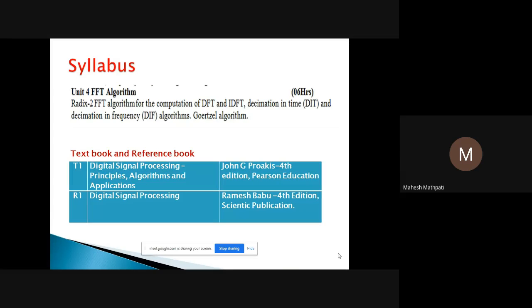Next, write down the syllabus and textbooks for this particular chapter. The syllabus is Radix 2 FFT algorithm for the computation of DFT and IDFT. Then next, decimation in time, that is, in short, we are calling it DIT, and decimation in frequency, in short, we are calling it DIF. Finally, we are discussing the Goertzel algorithm.